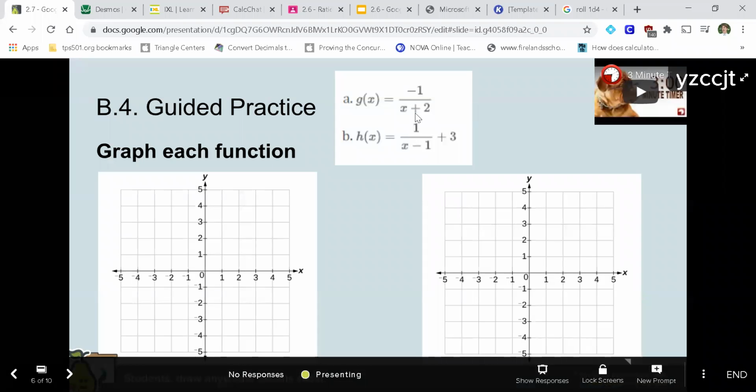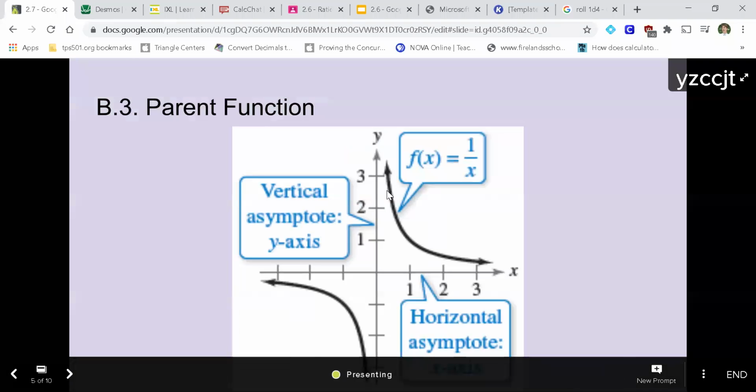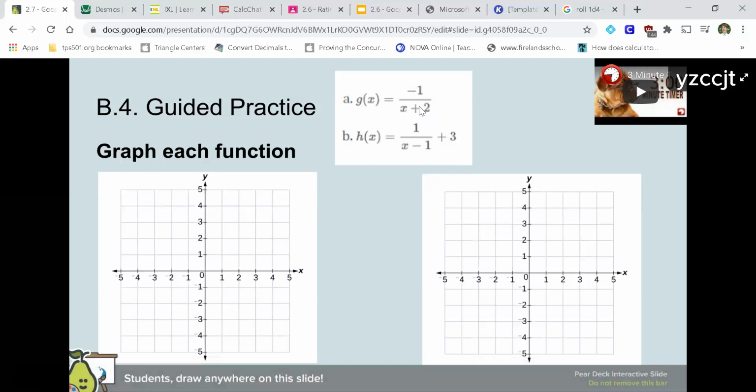What's the +2 do? Which way does it move it? Since it's by the x, it's going to move it... Okay, hold on. You're both right. It moves it left, right? Because it's by the x, it moves it left or right. And again, because it's positive, it does the opposite of what you would think whenever it's with the x, so it moves it left. So I could graph this from the parent function by just flipping it over and moving it left. Even if you forgot that, though, you just graph it on the calculator, right? And then you look and see, okay, it flipped it over and it moved it left.